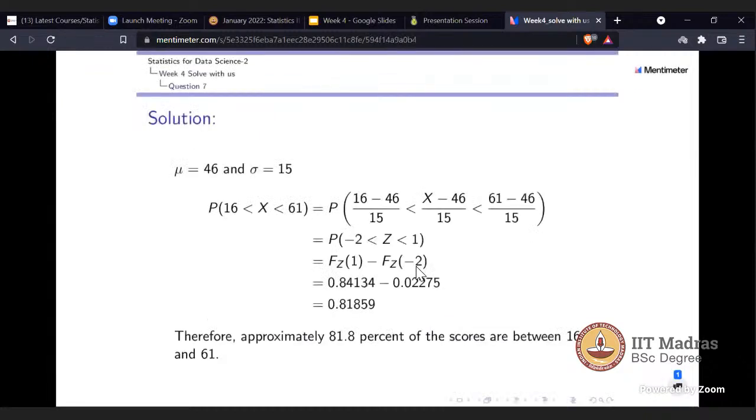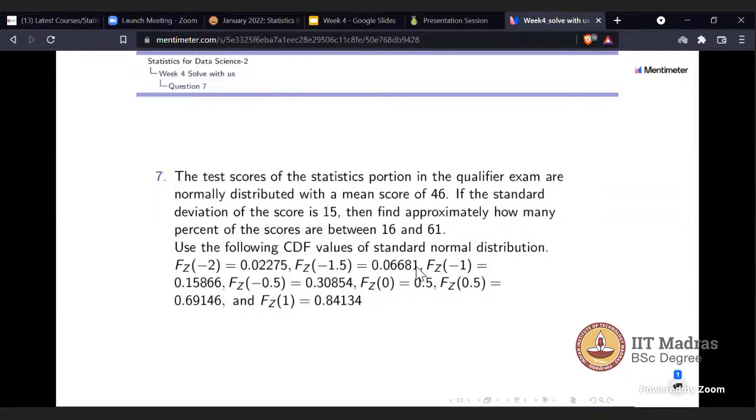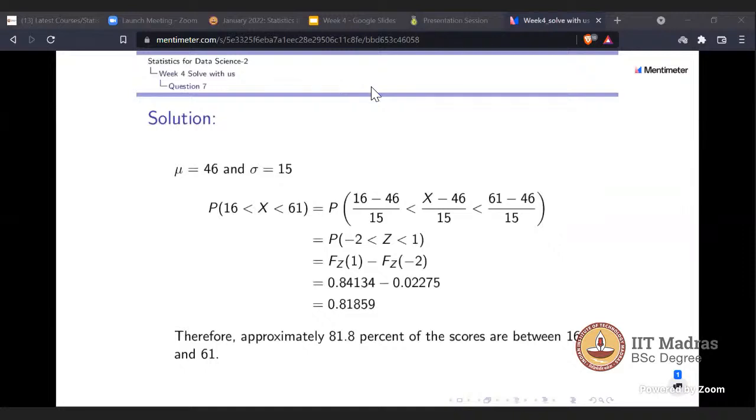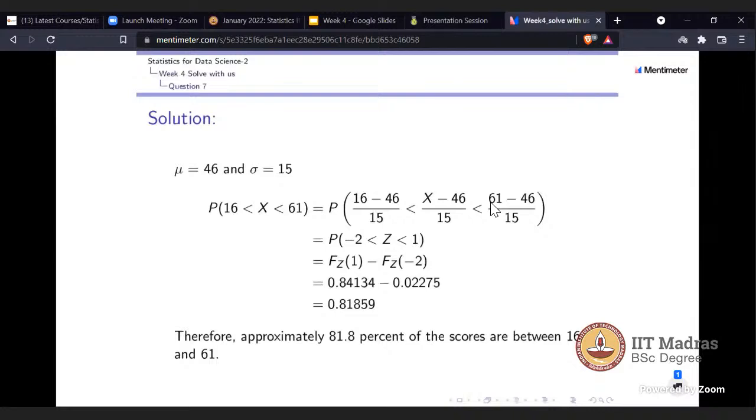So the values are already given to you in the question. FZ of -2 is given, FZ of 1 is given. So you can use these values from here and just substitute them. So you will get 0.81859. So this is approximately 81.8% of the scores that are between 16 and 61. That is FZ of 1 minus FZ of -2.